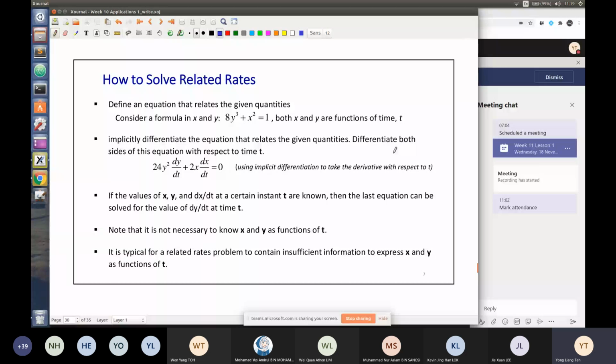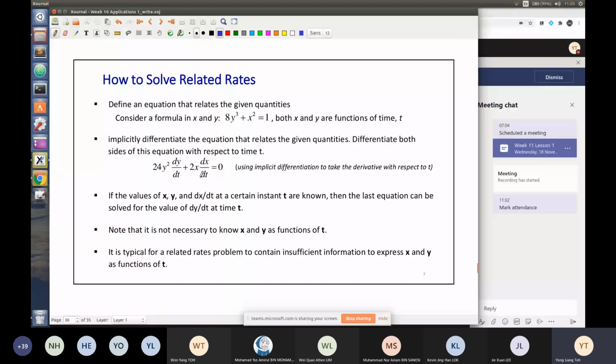As I mentioned just now, there must be some relationship between the quantities, like for example, the volume and radius just now, right? You have to have a formula that relates the two quantities. Once you have that formula, we implicitly differentiate, as we have done just now. It's possible that you have explicit differentiation as well. For example, if you know your volume as an explicit function of radius r, then of course you can just differentiate explicitly. But if not, you can still apply implicit differentiation.